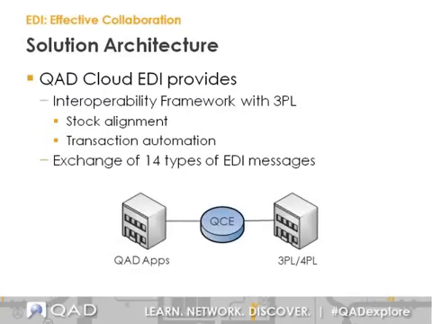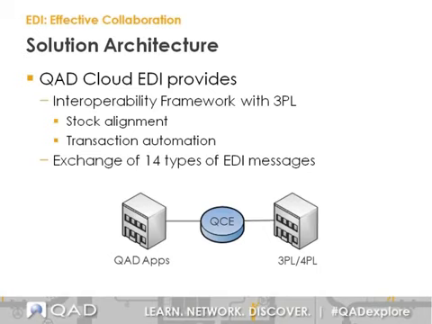In fact, if I look at the solution architecture that we have implemented there, we've been able to provide them with a full interoperability framework that allows stock alignment between their systems and their 3PL systems, and a fully automated transaction system. From a 3PL perspective, the transactions are pretty simple, if you allow me. They basically receive an order to ship, and they ship, or they receive an order to receive, and they receive.